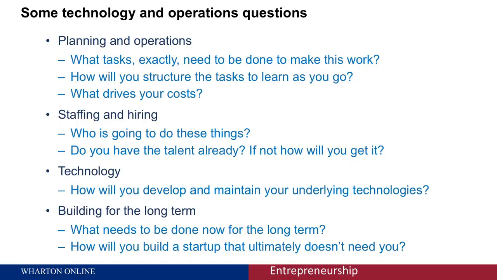The second set of questions deal with technology and operations, how you're actually going to run the business. So first, these are about planning. What tasks need to actually be done in your business? So when you start this, what are you actually going to be doing? What jobs do people do every day? What jobs are people doing in the short term? And how will you structure your tasks so that you learn as much as possible as you move forward with the business? What drives your costs?